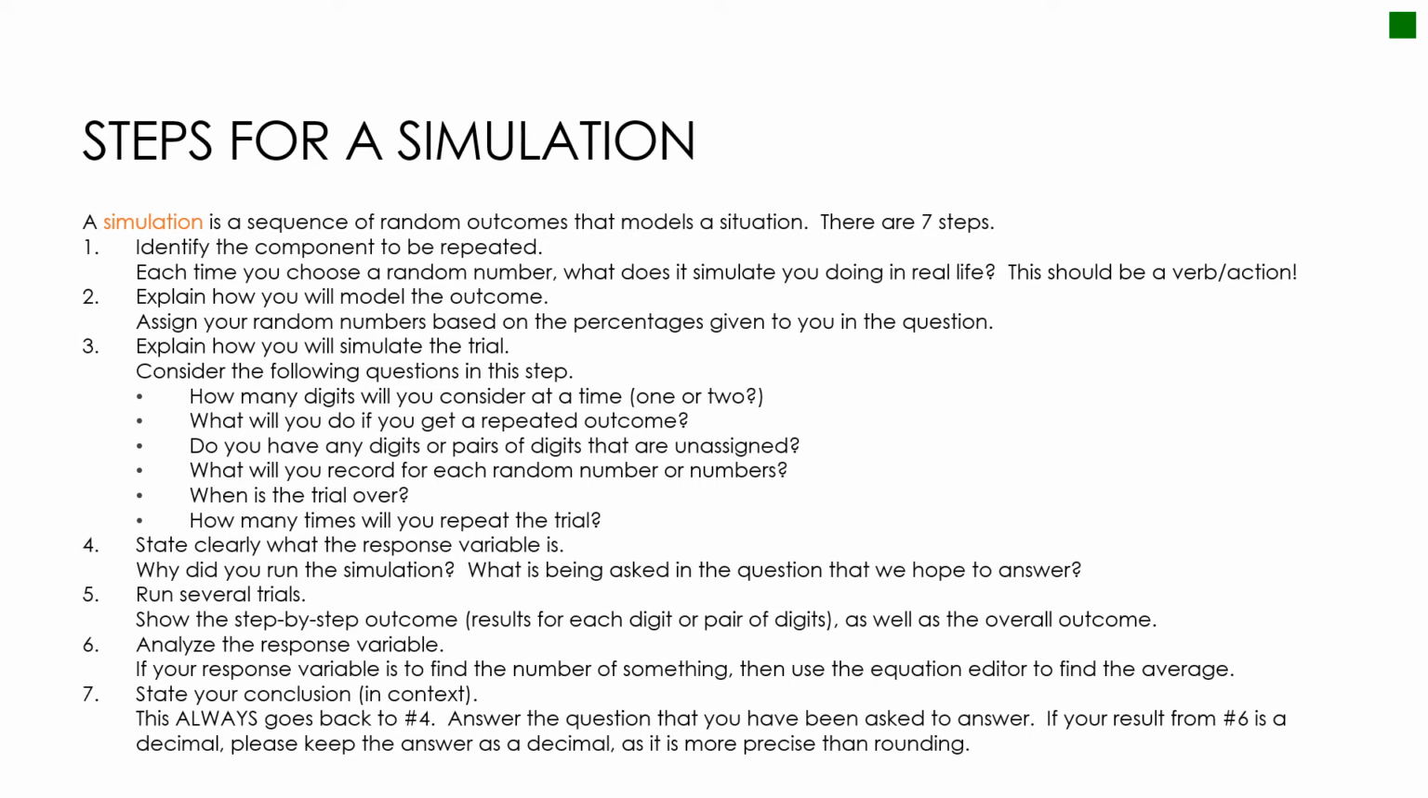And then lastly, of course, we're going to state our conclusion, and our conclusion should always go back to number 4, which is what the response variable was. So I'm trying to answer the question that I had been asked to answer, or that I used a simulation to answer. If your result from number 6, the average, is a decimal, it's okay to leave that answer as a decimal because it's more precise than rounding to a whole number.